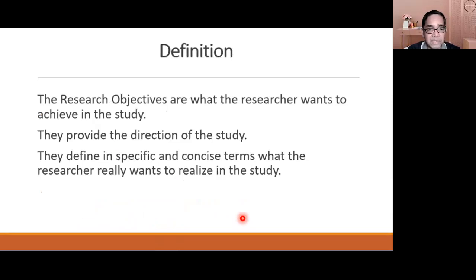So the research objectives are what the researcher wants to achieve in the study. This is actually the direction that the researcher wants to take in the study. They provide the direction, as I said, of the study, and they define in specific and concise terms what the researcher really wants to realize. Research objectives will lead the researcher, the investigator, to this particular topic, to this particular issue that he wants to make.